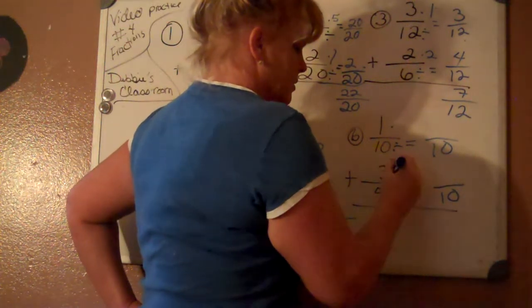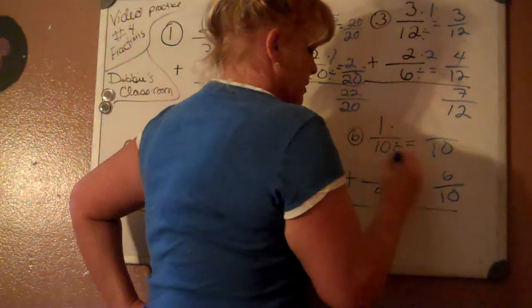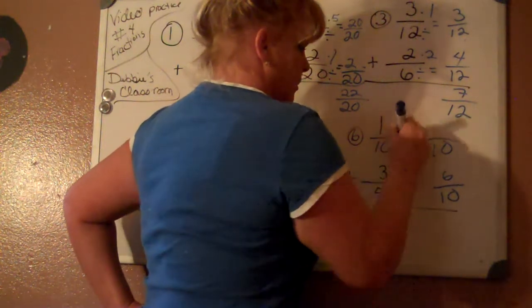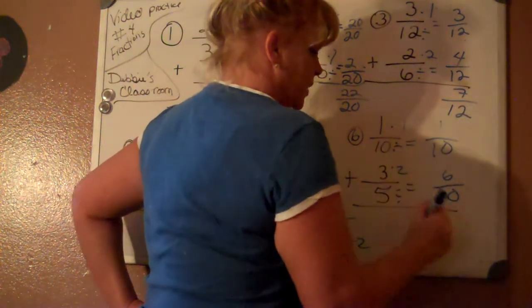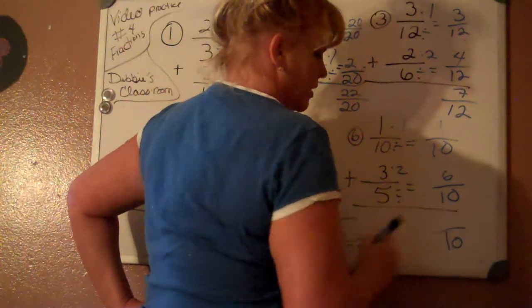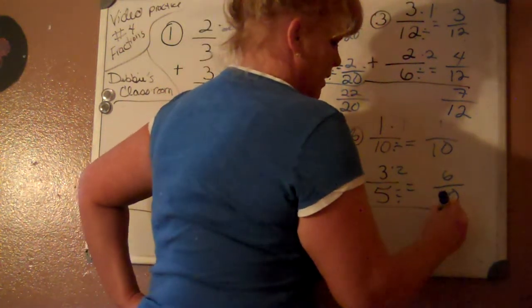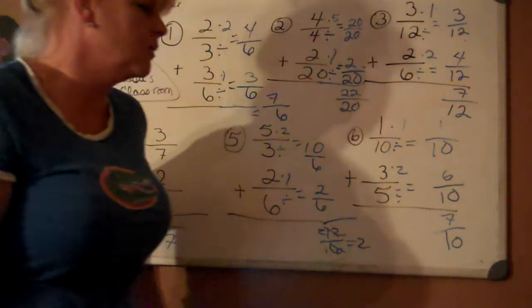5 divides into 10 2 times. 3 times 2 is 6. 10 divides into 10 1 time, and 1 times 1 is 1. We drop the denominator, and then we add the top, and that is a perfect looking fraction, 7 over 10.